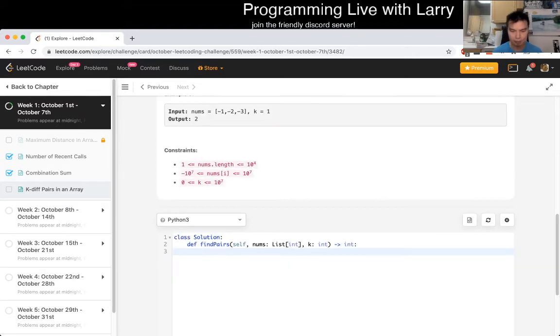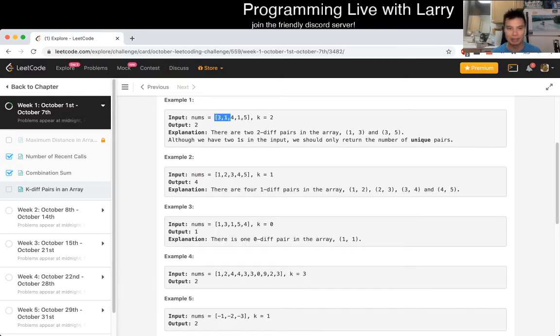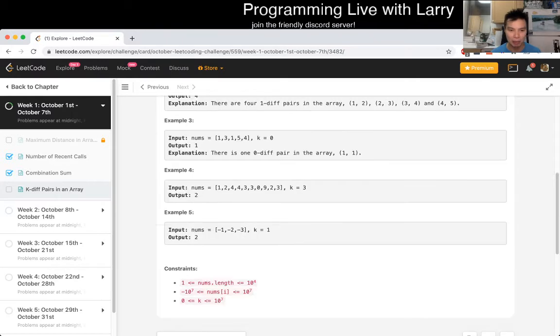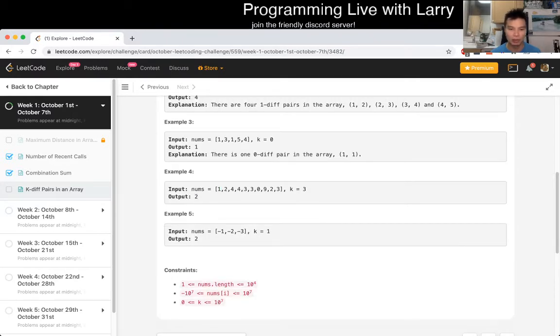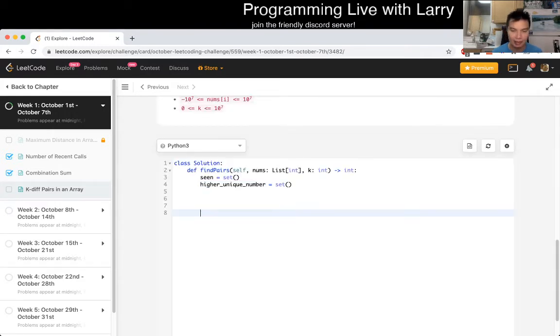Basically, I'll have two sets. One is the set of numbers that we've seen, and then the other is a set of higher unique pair numbers, the higher number of each pair. And we'll go over what those two things are. Seen is just basically the set that I will use to represent all the numbers that I've seen from the left of a given index. And then higher unique number is just what we're going to return, that would give us the answer, and it's just basically there to help us dedupe. So let's get started on that.